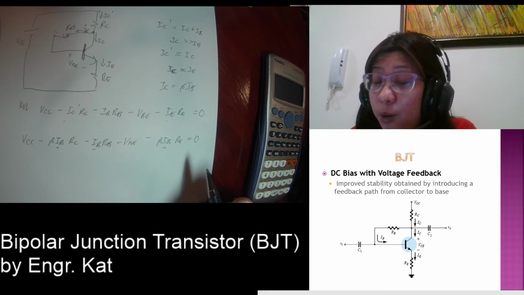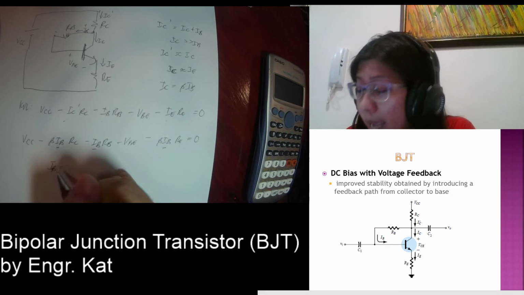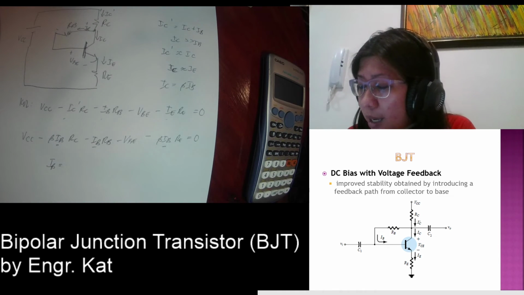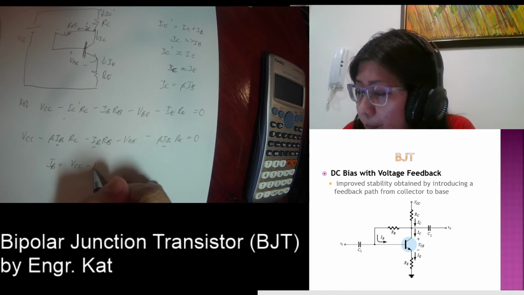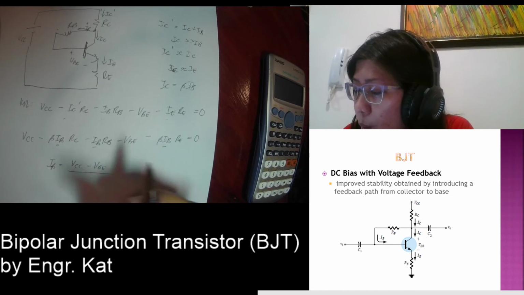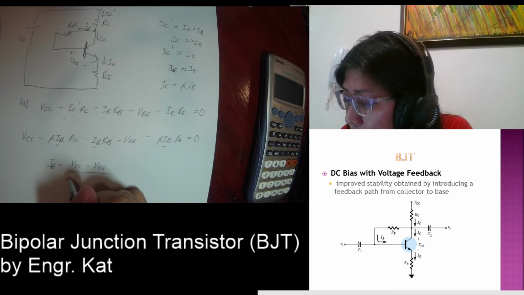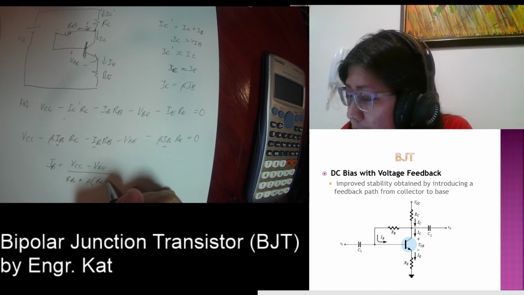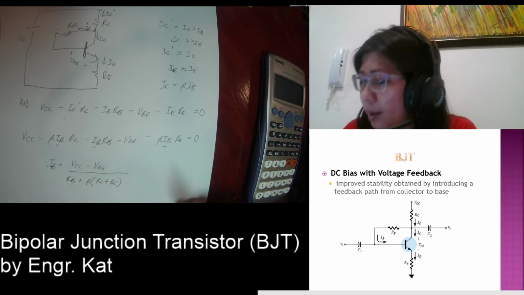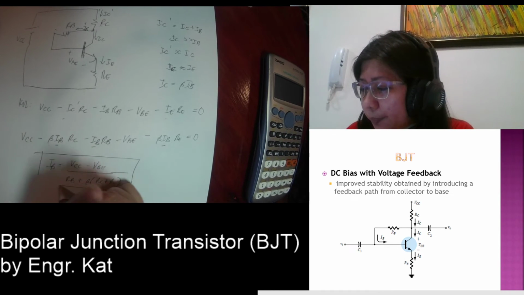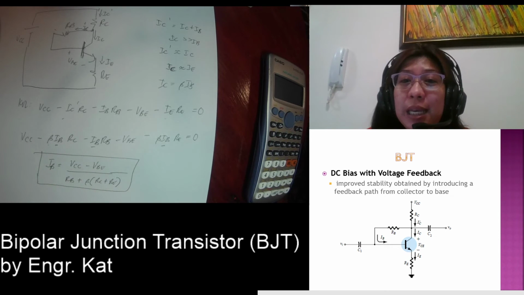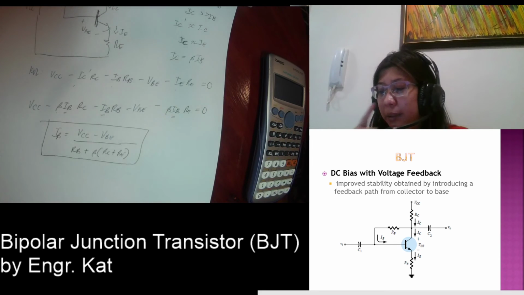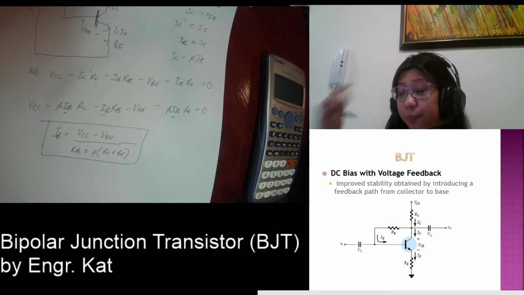Okay, so factoring out your IB, we can solve for IB just like in the previous circuits that we have studied. So IB is equal to VCC minus VBE all over RB plus beta times RC plus RE. So this is your IB. Actually, we have a pattern here. Have you seen the pattern? Okay. I will be explaining the pattern later.